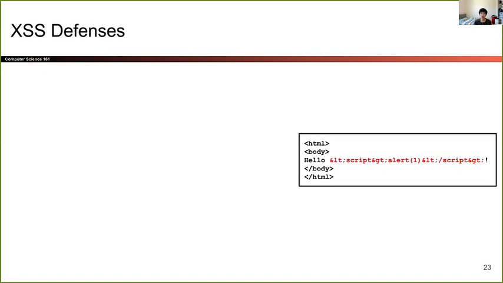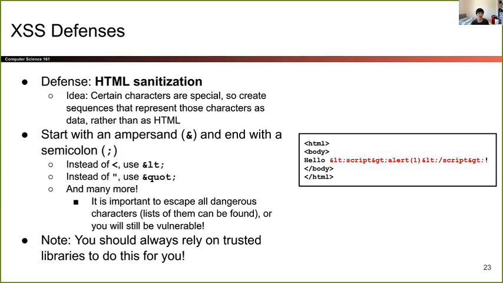Okay. How do we defend against this? I realize I forgot to animate this, so I've already kind of given you the answer. And I forgot to animate this in a way that makes it appear bullet by bullet. But the main idea is to use HTML sanitization. Remember that the core issue is that the browsers are parsing this untrusted data as control data. So maybe we can come up with certain sequences that represent the less than character or the greater than character rather than the control characters that would be used in actual HTML.